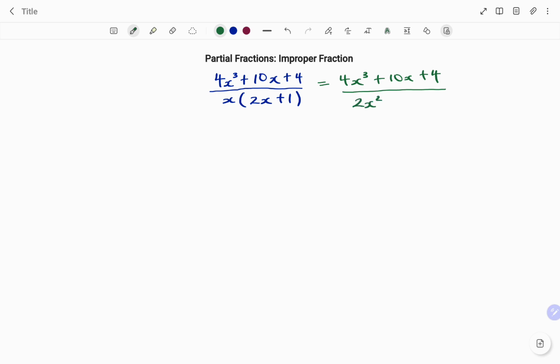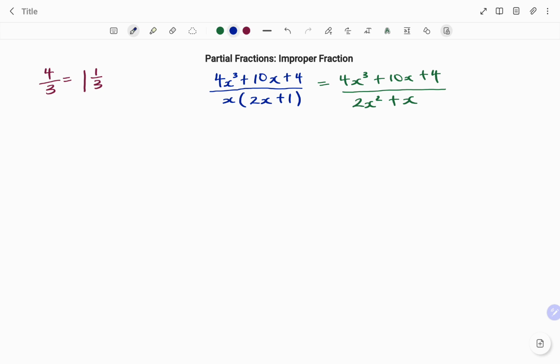2x squared plus x. Now, recall that if I have an improper fraction, for example 4 over 3, in order to write it as a mixed fraction, I have 3 in 4, 1 whole, remainder 1 over 3. So that's exactly what I'm going to do. I'm going to start by dividing my numerator by my denominator using long division.